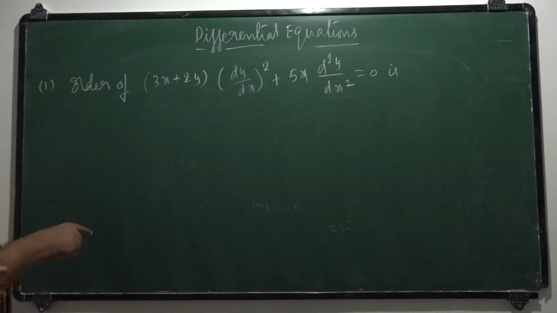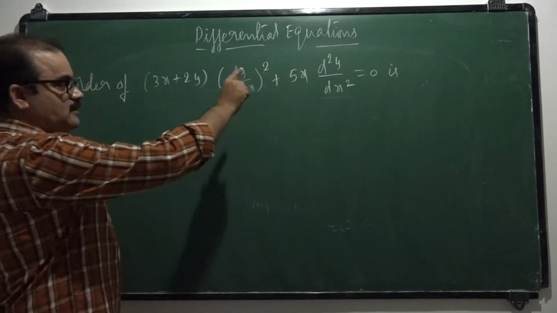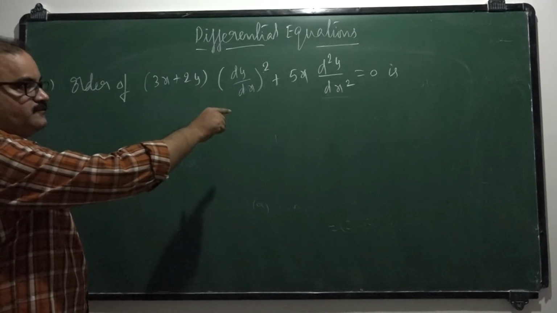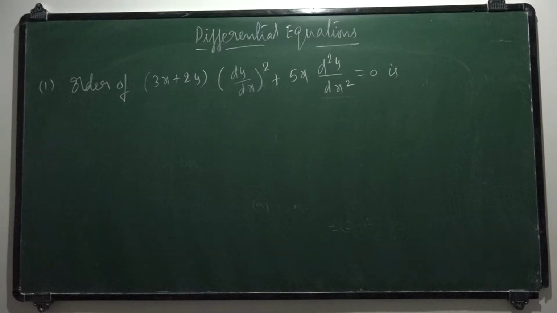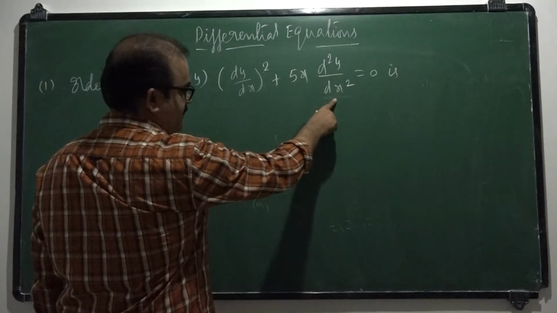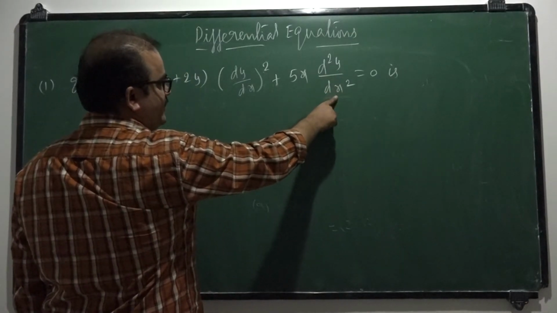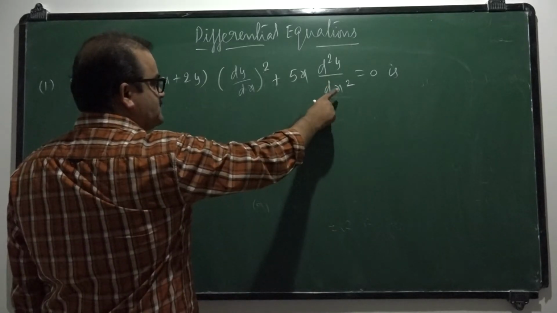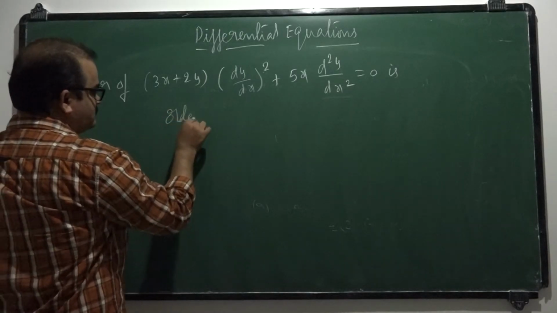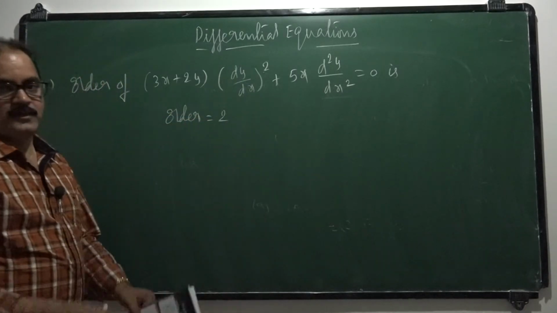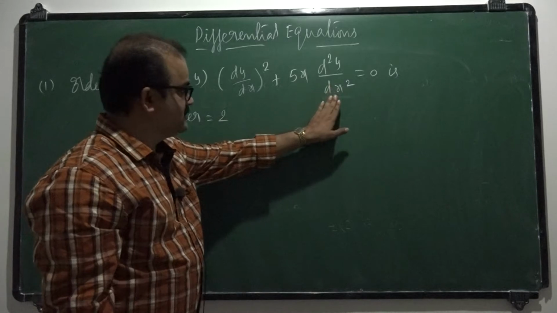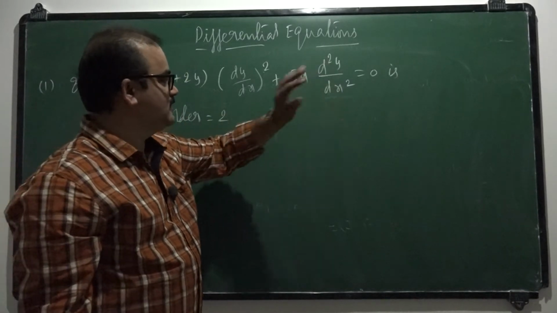We already discussed order. Order of the differential equation means the order of the highest derivative in the given differential equation. There are two derivatives: it is the first derivative and it is the second derivative. So this is the highest derivative in the given equation. What is the order of this highest derivative? 2. So order is equal to 2. In any differential equation, order means the order of the highest derivative in the given equation.